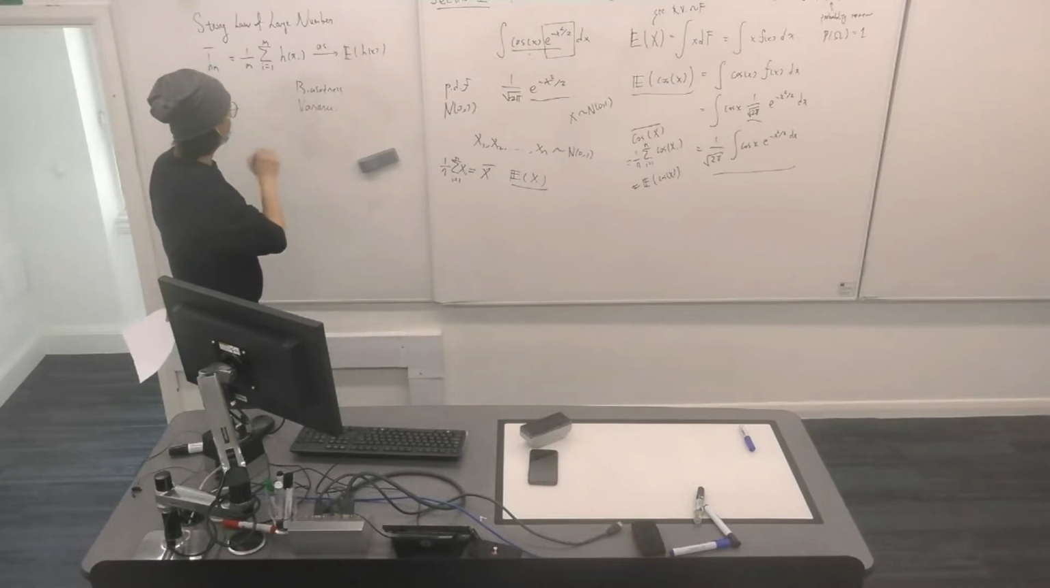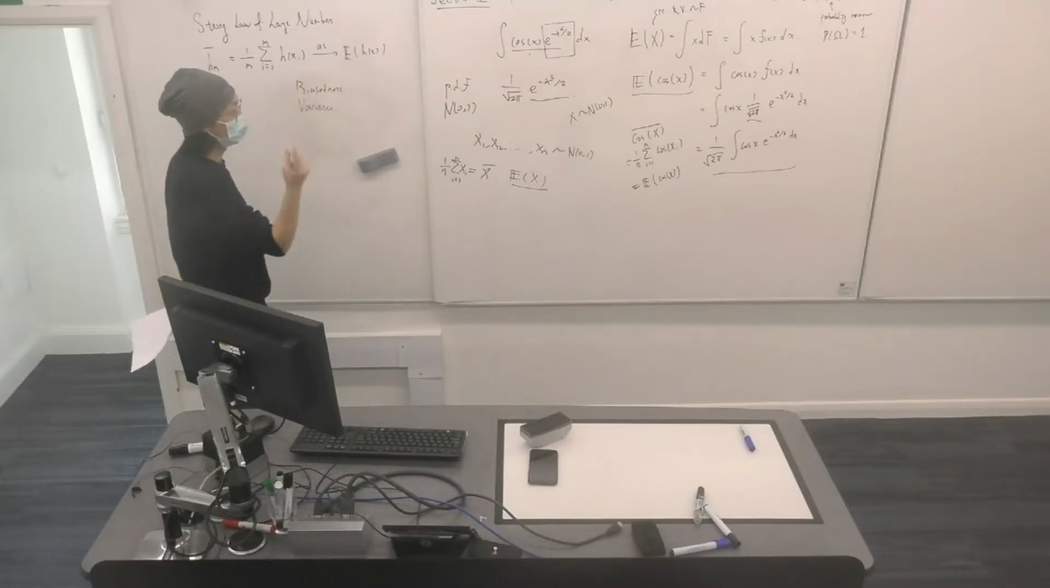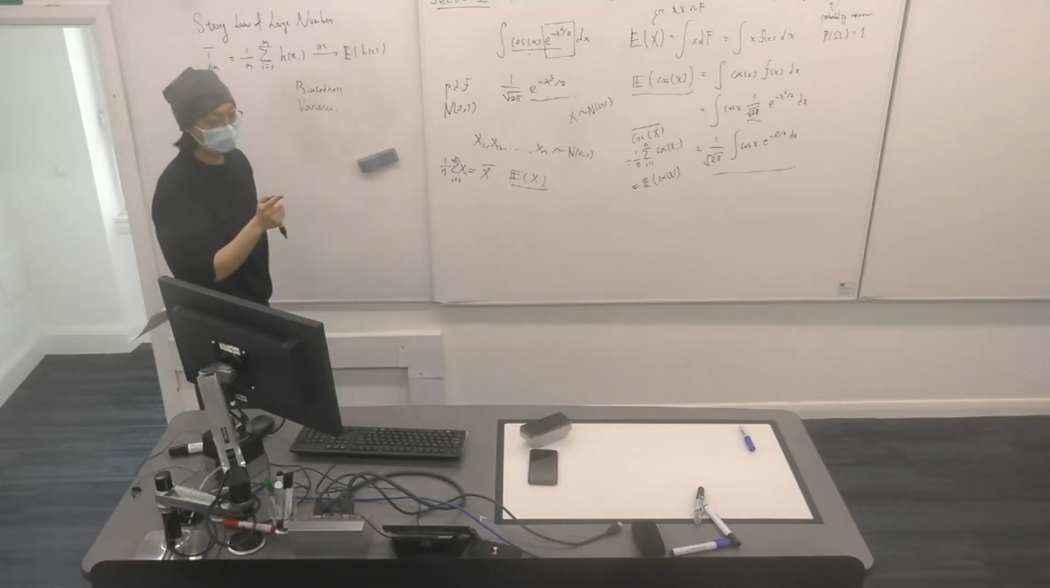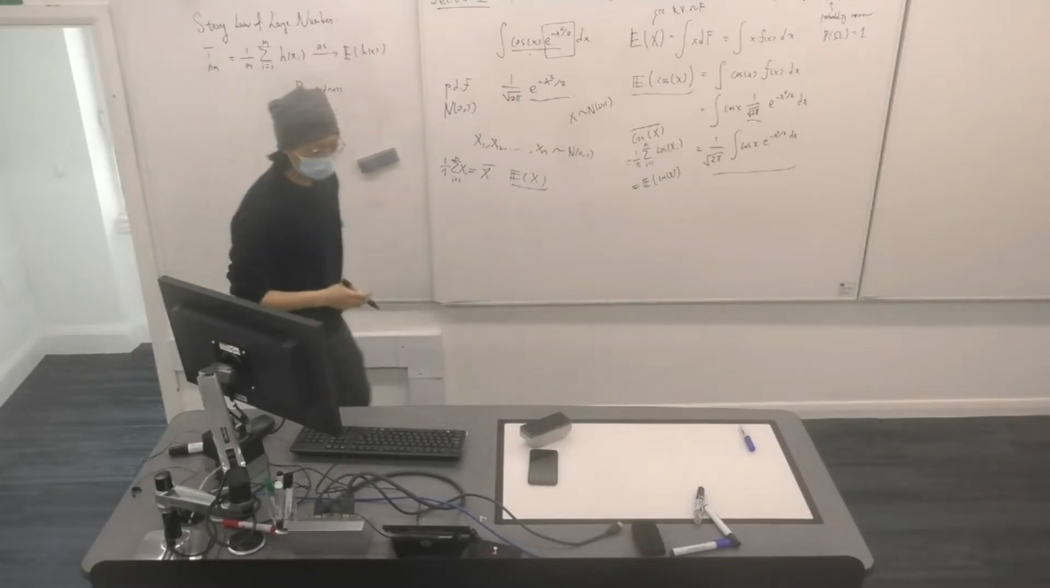So we know that this converges to this value, but that only shows that it's unbiased, or in statistical terms, consistent. But there are two questions really. One, how fast does it converge? That's the rate of convergence. And two, how well does it converge? Let me give you an example.